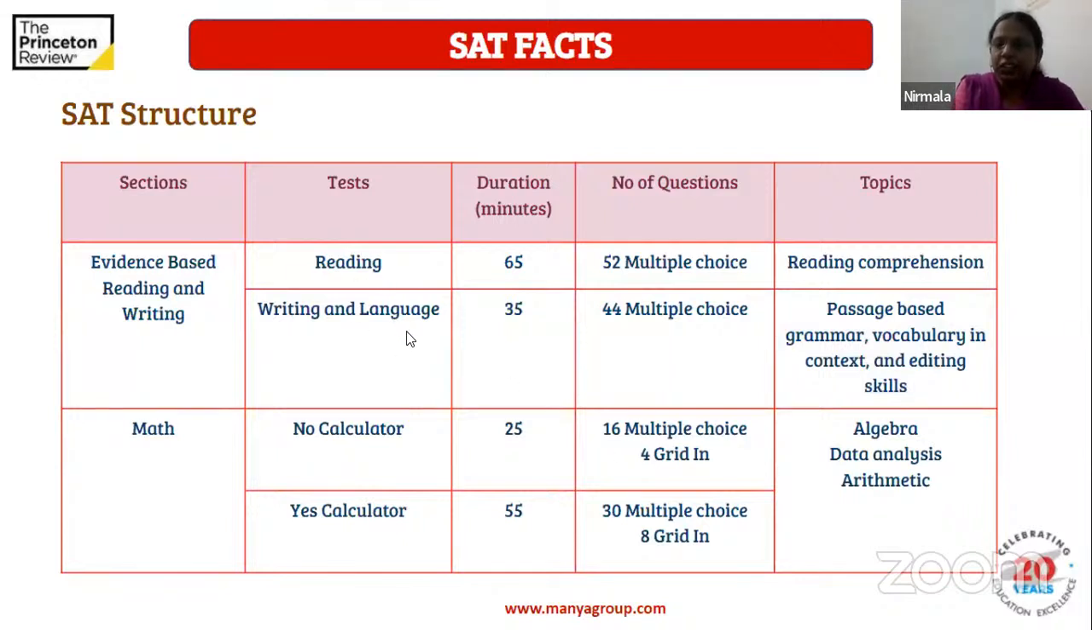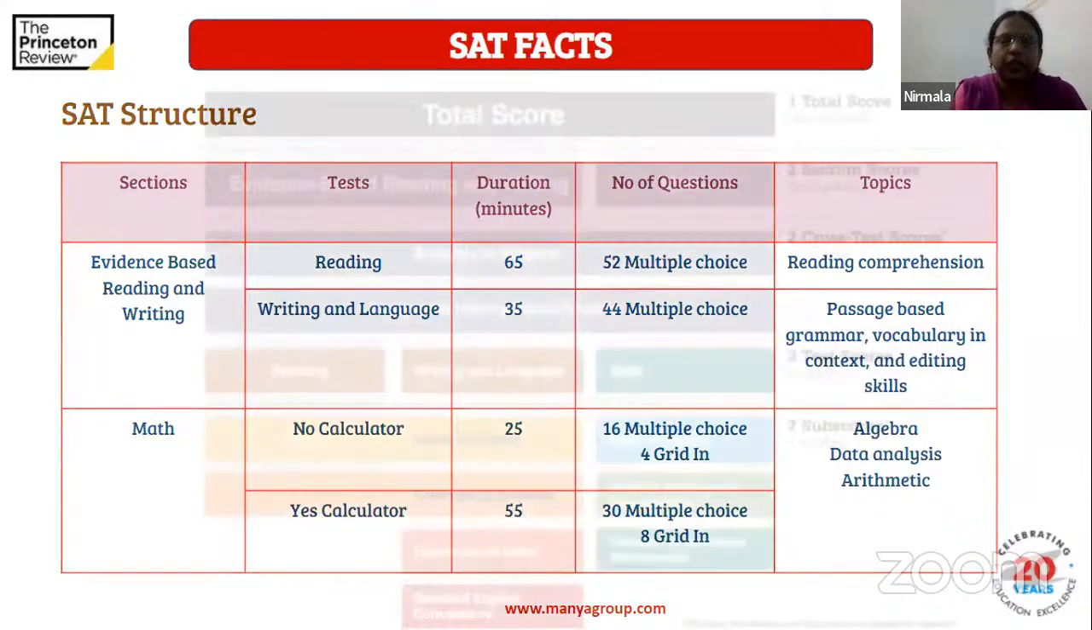So this is the current structure of the SAT. As you all know, this is going to change. Most of the items are going to change, which we are going to see now.